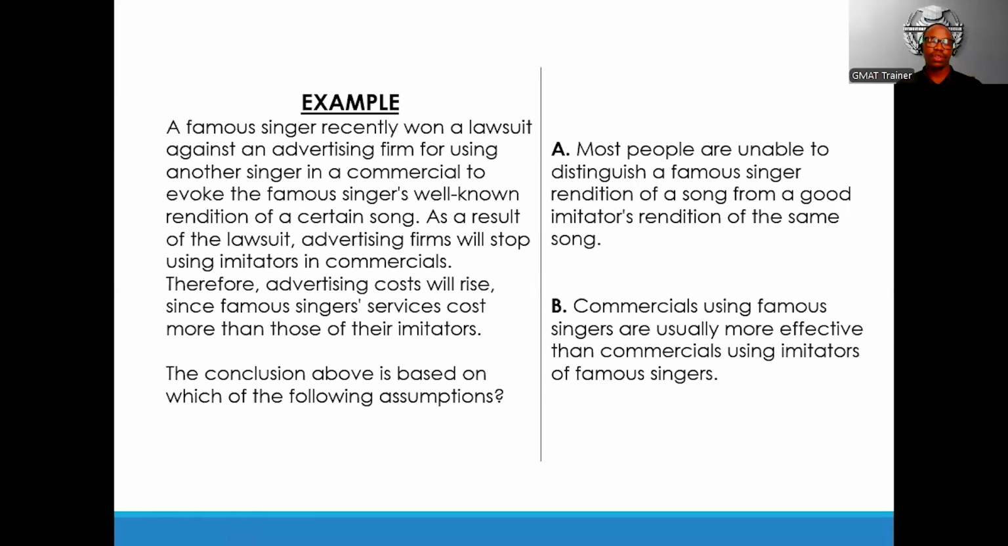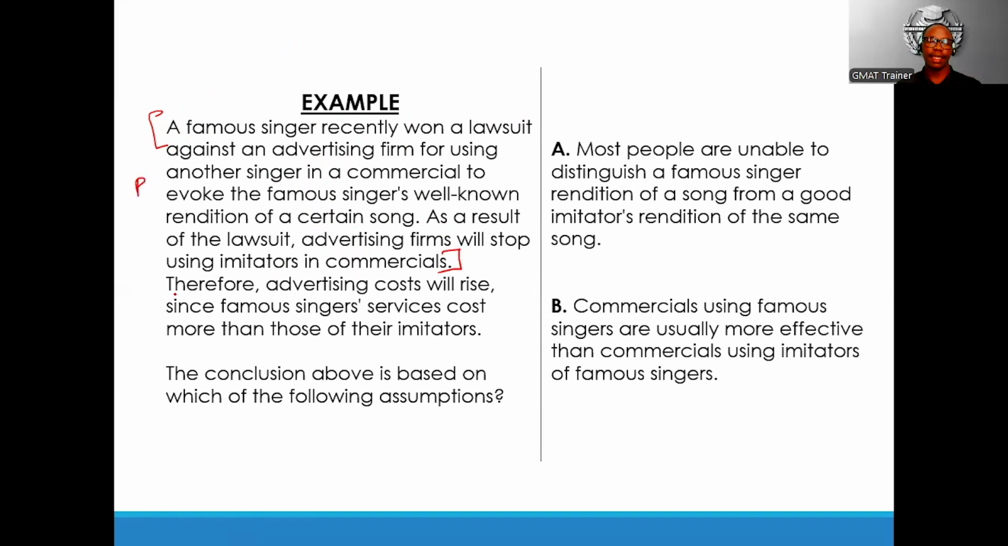For every passage that is given to you in critical reasoning, always make sure that you're able to distinguish the argument's premise from its conclusion. In this case, the premise, the information that the author is giving us so that they build up the argument, starts from the first sentence of the passage, which reads: a famous singer recently won a lawsuit against an advertising firm for using another singer in a commercial to evoke the famous singer's well-known rendition of a certain song. As a result of the lawsuit, advertising firms will stop using imitators in commercials. So this is the argument's premise.